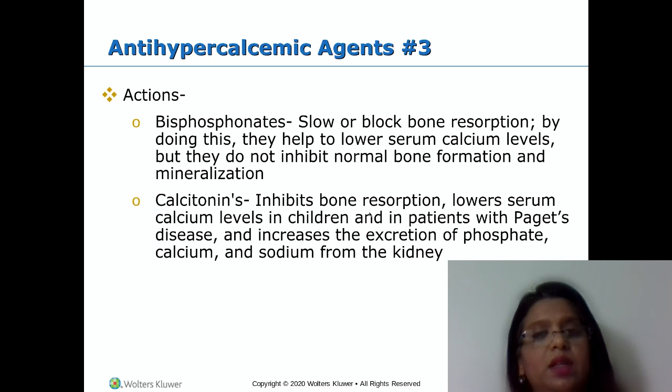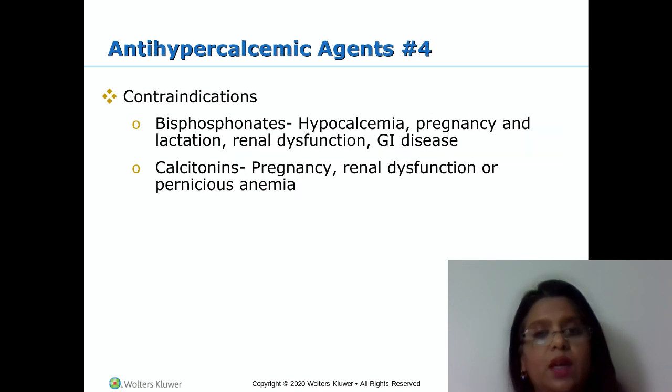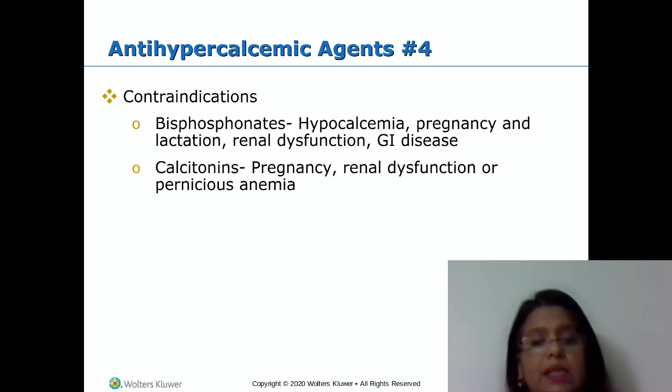Calcitonin, they inhibit the bone resorption again, and they lower the serum calcium levels in children and in patients with Paget's disease, and increase the excretion of phosphate, calcium, and sodium from the kidney. Contraindications. When are they contraindicated? With hypocalcemia, with pregnancy, lactation, renal function abnormalities, and GI disease. Calcitonin also in pregnancy, renal dysfunction, or pernicious anemia.